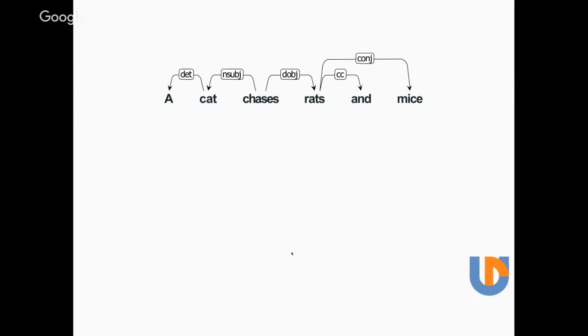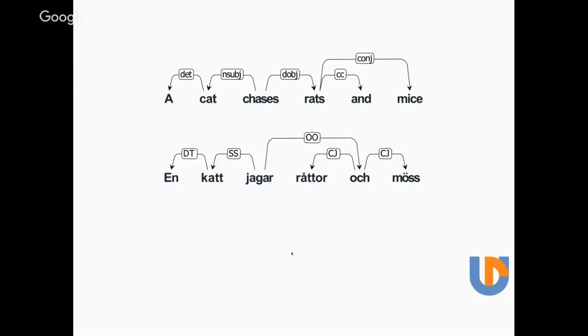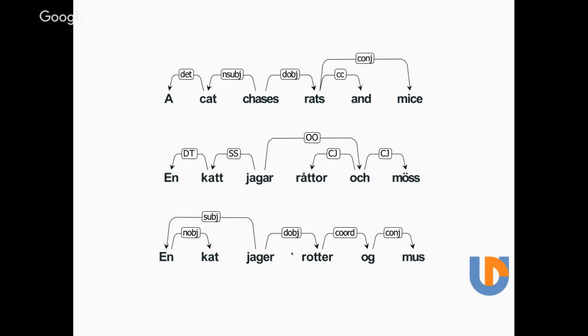This sentence is taken from an English treebank, in particular the Stanford type dependencies. The same sentence in Swedish, I don't try to pronounce Swedish, sorry, is taken from the Swedish treebank, and the same sentence in Danish is taken from the Danish dependency treebank. The three sentences are completely the same. So, a cat chases rats and mice.